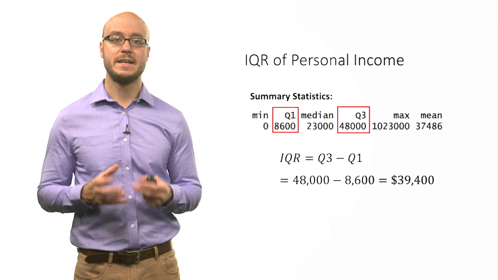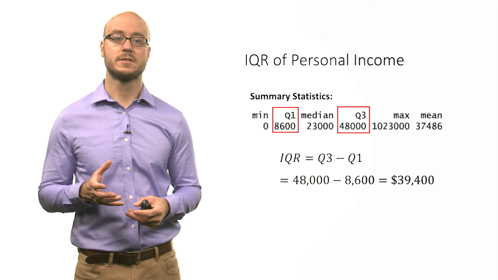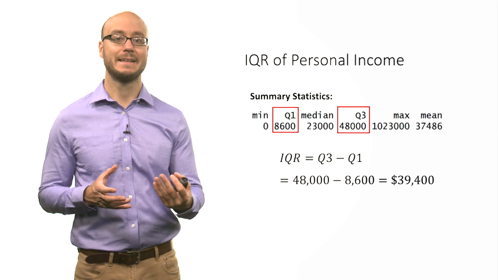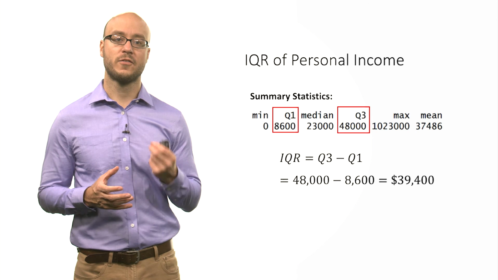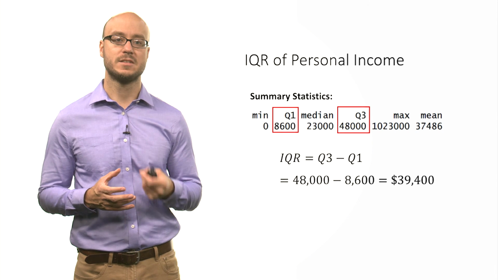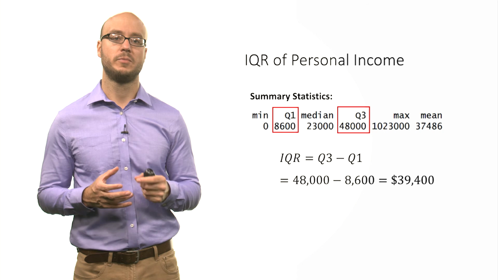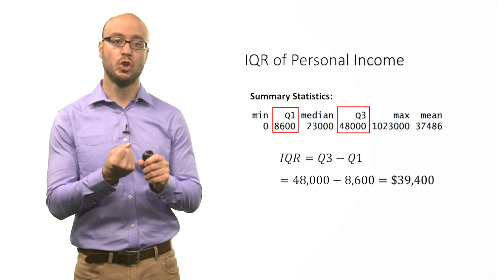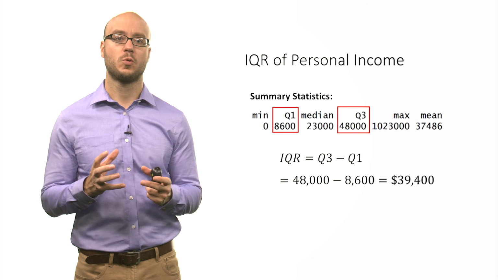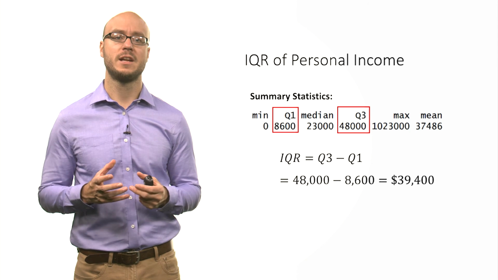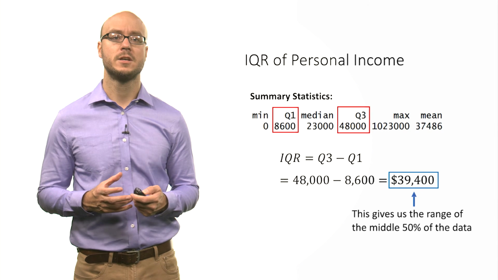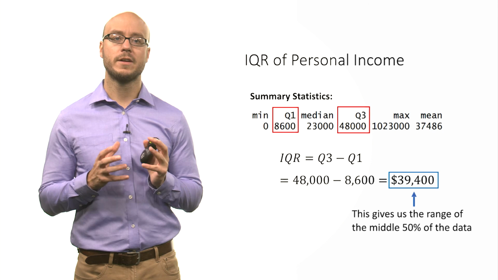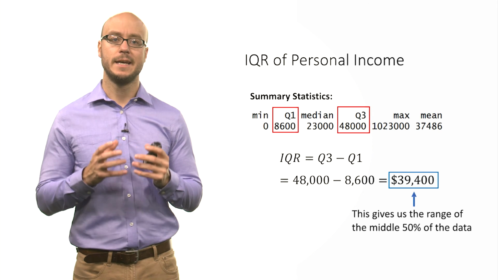So when we look at that difference, we have $48,000 as the 75th percentile. So 75% of people in our data set make less than $48,000. And then the first quartile, the 25th percentile, is $8,600. So 25% of people in our data set make less than $8,600. When you look at that difference, we have the interquartile range. The interquartile range is $39,400.